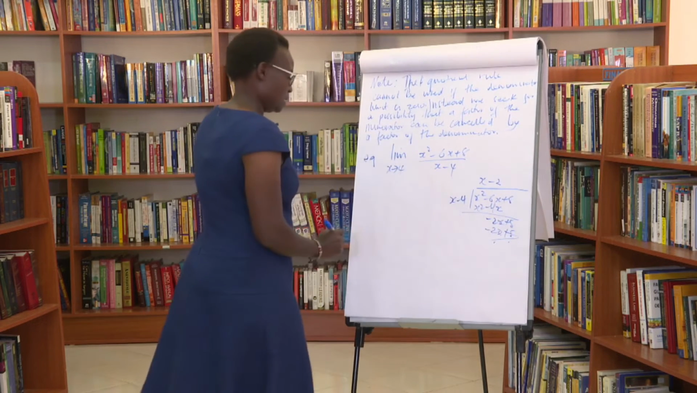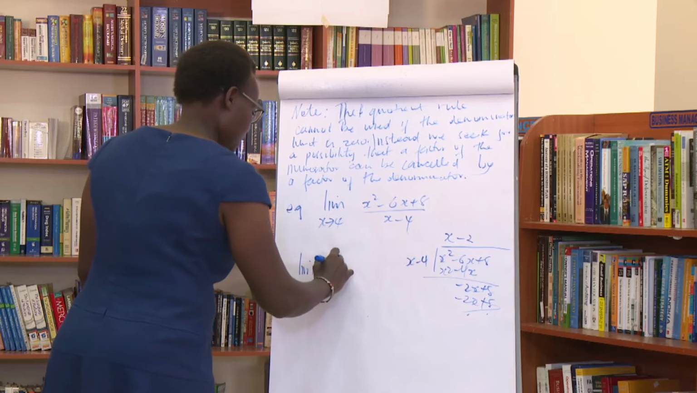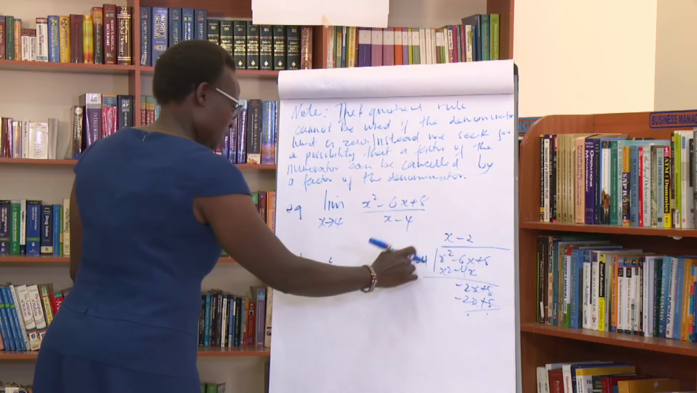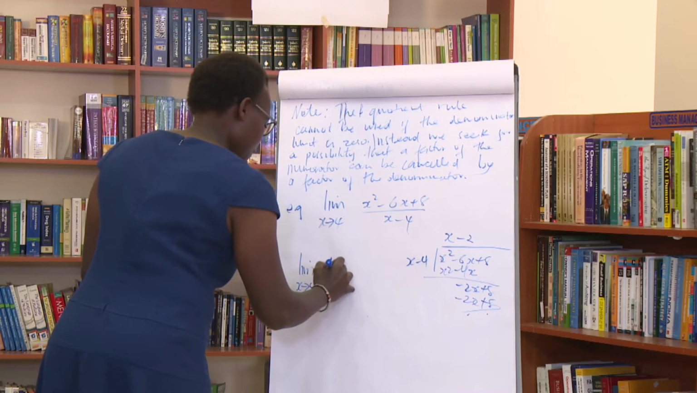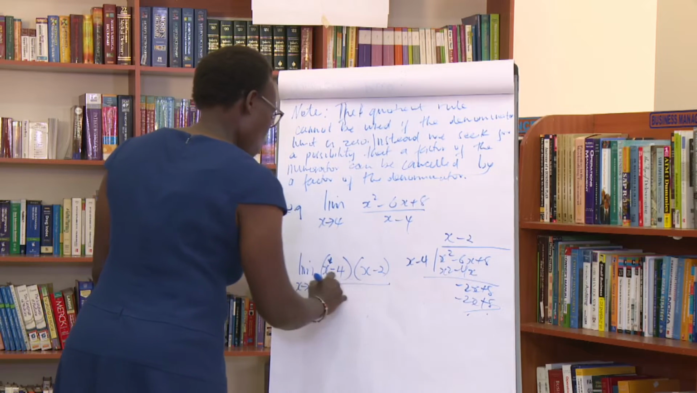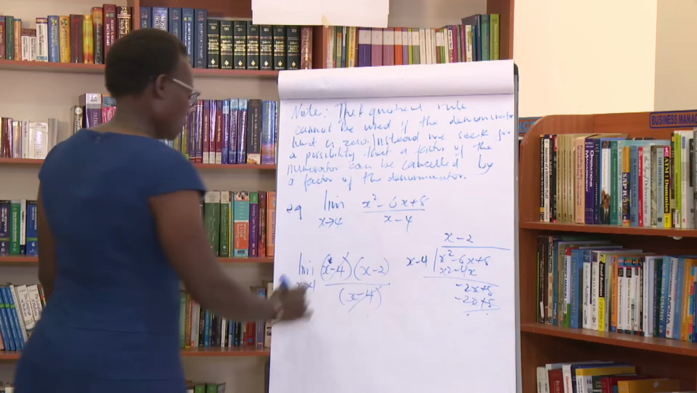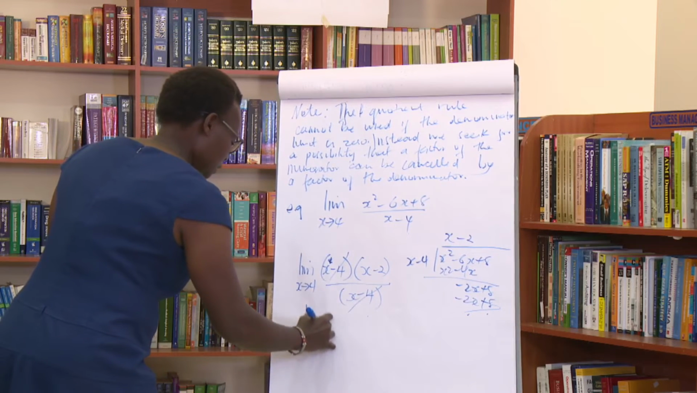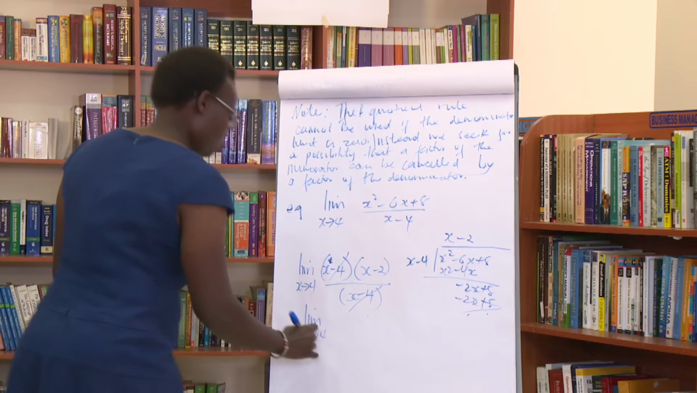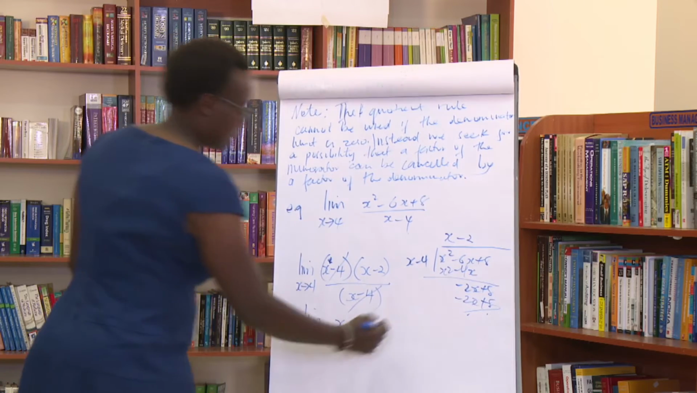So then in that case we have the limit as x tends towards 4 of (x minus 4) into (x minus 2) over (x minus 4). So in that case these two cancel. So we are just supposed to get the limit as x tends towards 4 of x minus 2, which now will give us our answer as 2.